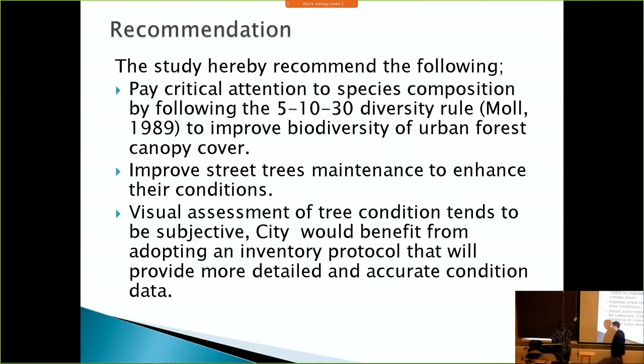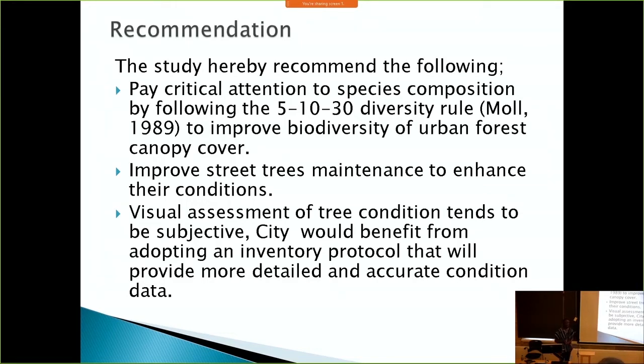Based on the various studies, I realized none of the cities so far meet the diversity rule. And 5-10-30 means that the species composition shouldn't exceed 5% of the tree population, no genus should exceed 10%, and no family should exceed 30%. Unfortunately, none of the cities meet this cap.